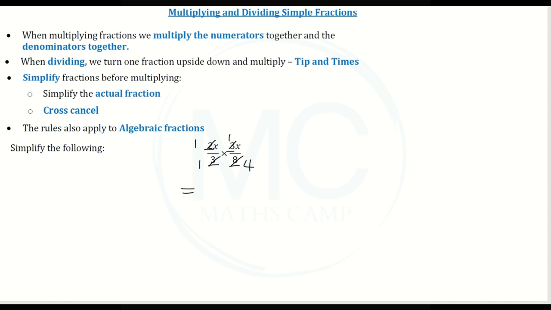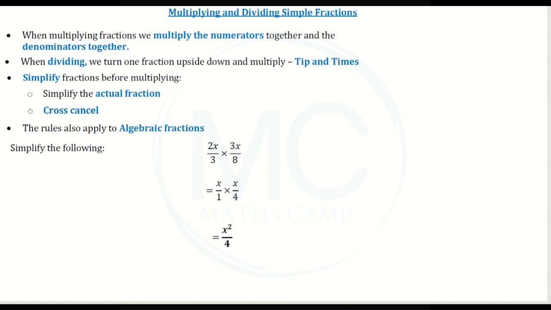Now we have 1x, which is simply x, over 1, multiplied by x over 4. And now we can multiply. x multiplied by x gives us x squared. And 1 multiplied by 4 gives us 4.